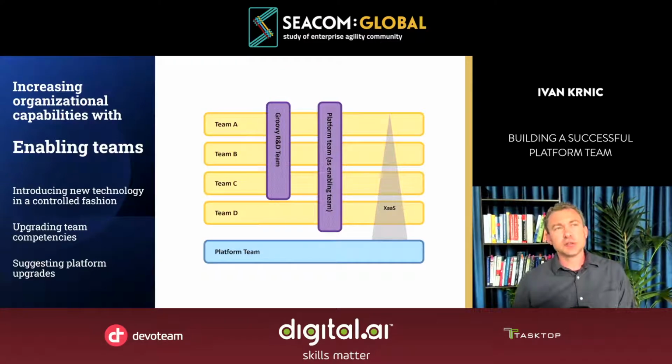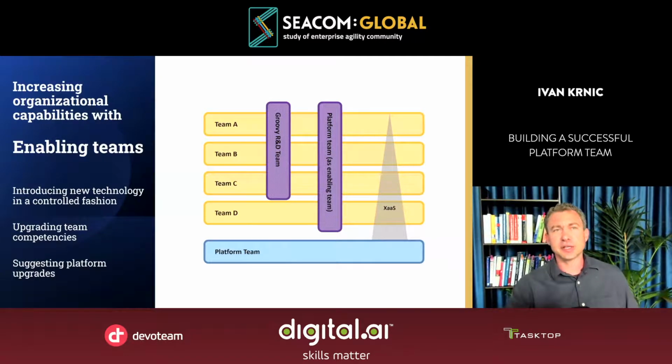Another interesting concept from the book was the concept of enabling teams. So enabling teams increase organizational capabilities by doing R&D and introducing new technology in a controlled fashion to the rest of the organization. They also upgrade team competencies, and they even suggest changes to the platform that can improve the whole organization. So in CROZ, we have several types of enabling teams.